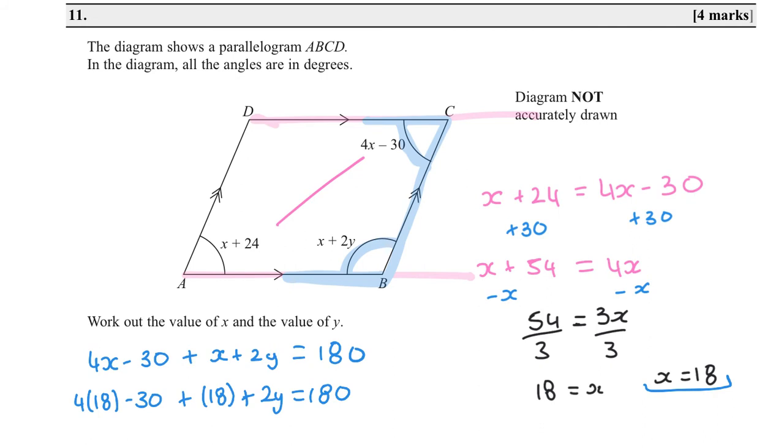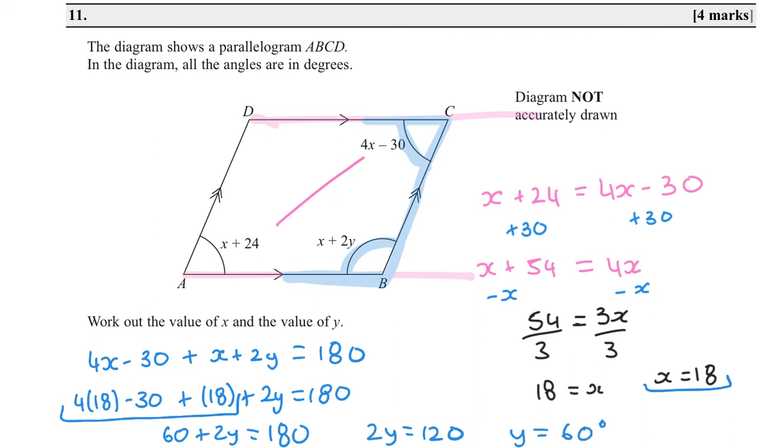Okay, so I'm going to put all the numbers into my calculator, all these numbers here. So I'm going to have 4 times 18 minus 30 plus 18, I'm going to get 60 plus 2y equals 180. I'm going to take away 60 from both sides, so I get 2y equals 120. Divide both sides by 2, y equals 60 degrees. So x is 18 degrees and y is 60 degrees.